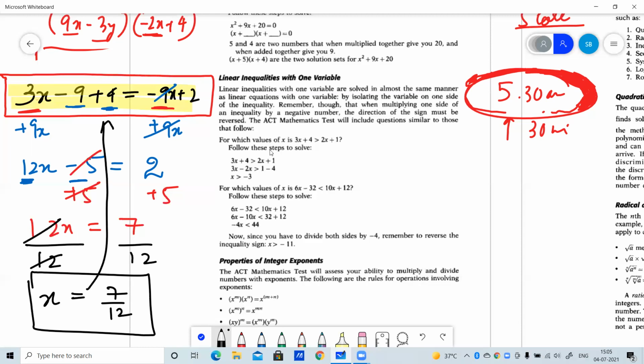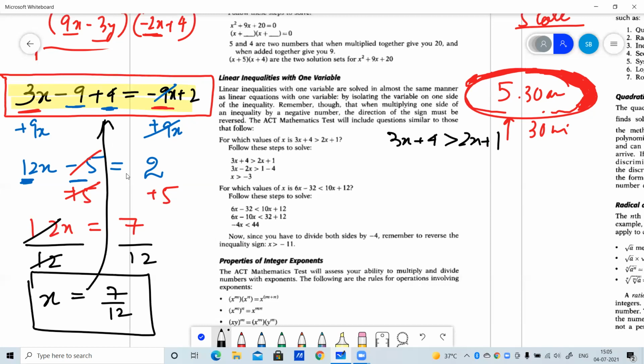Now let us have one inequality. The inequality is 3x plus 4 is greater than 2x plus 1. How to solve inequalities? Exactly the same as we solved the equation, except for only one thing. We have to follow exactly the same rules and procedures as we did right now while solving an equation.